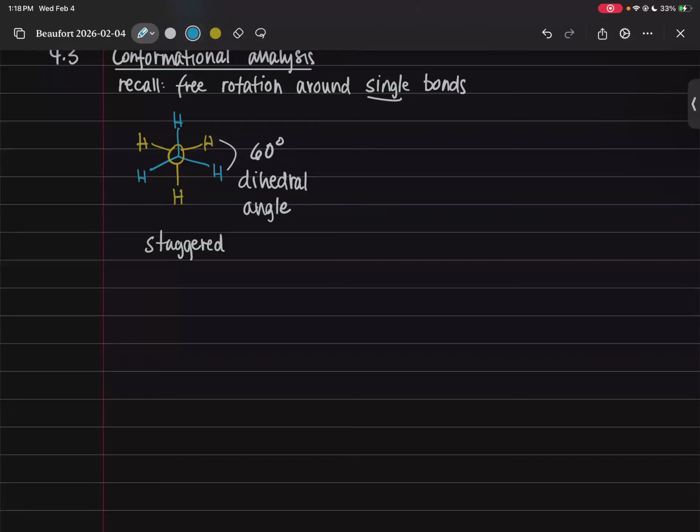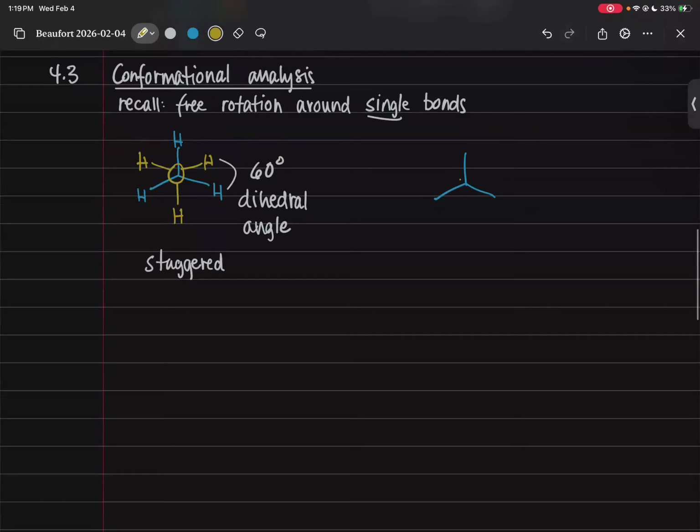There's another option, which we also discussed with the models. No, I did it wrong. See, I drew staggered again, which is a good habit to get into, but that's not what I wanted.